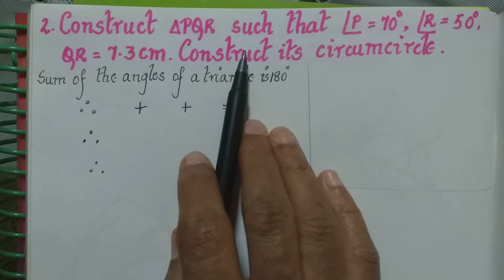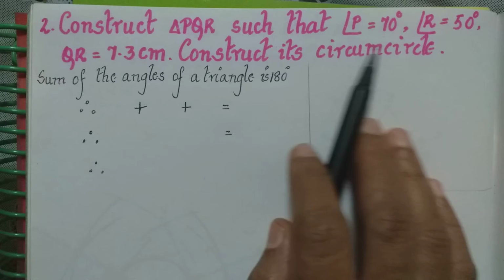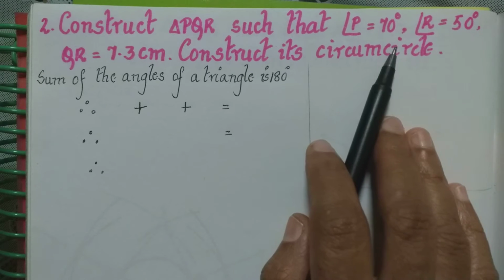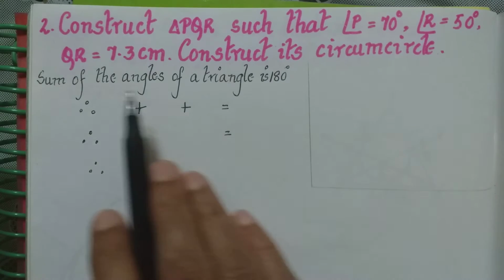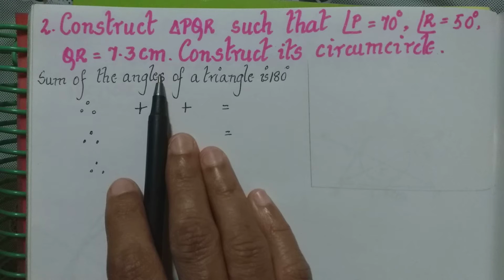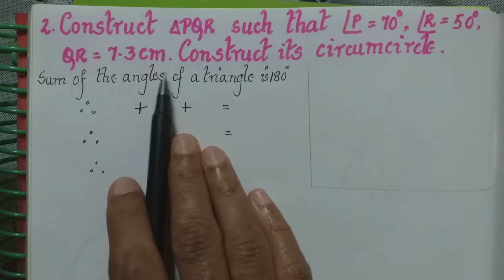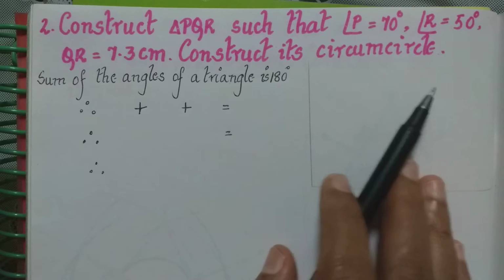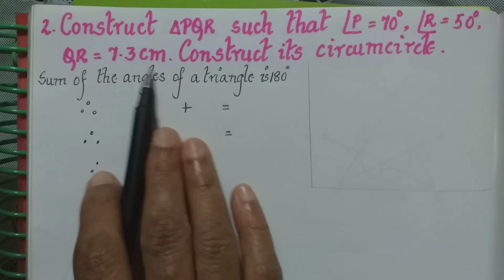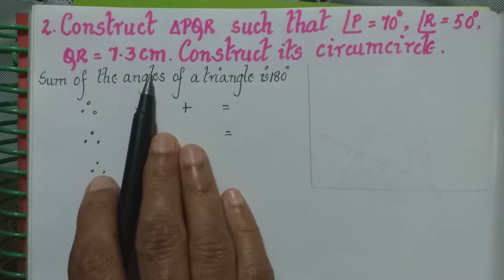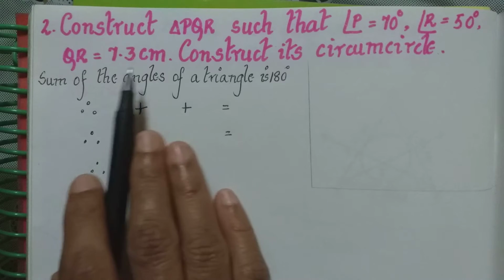Construct triangle PQR such that angle P equal to 70 degree, angle R equal to 50 degree, QR equal to 7.3 centimeter. We have to construct the circumcircle. We see here they have given the length of the side QR.